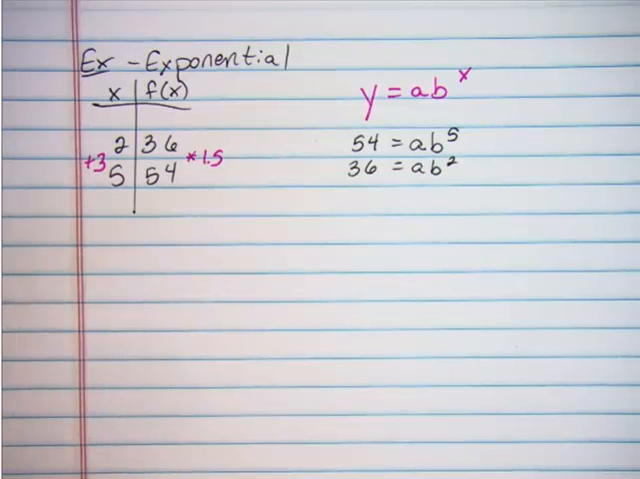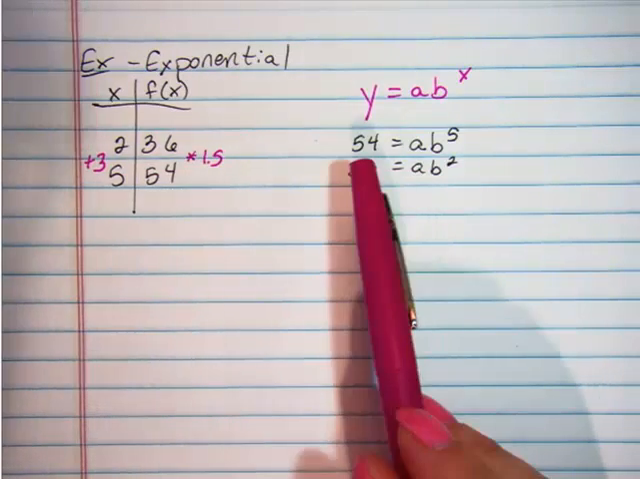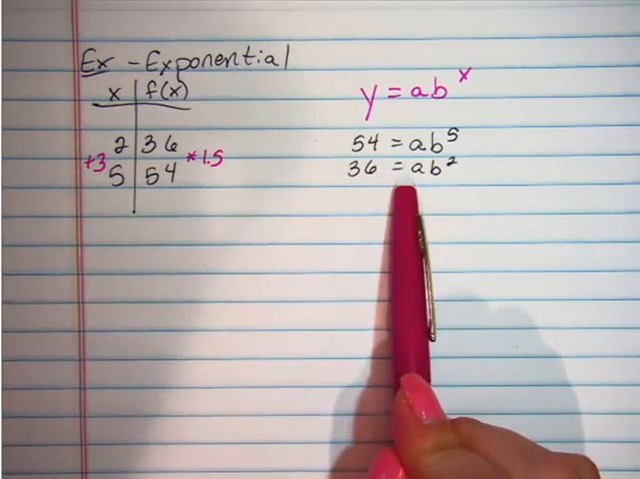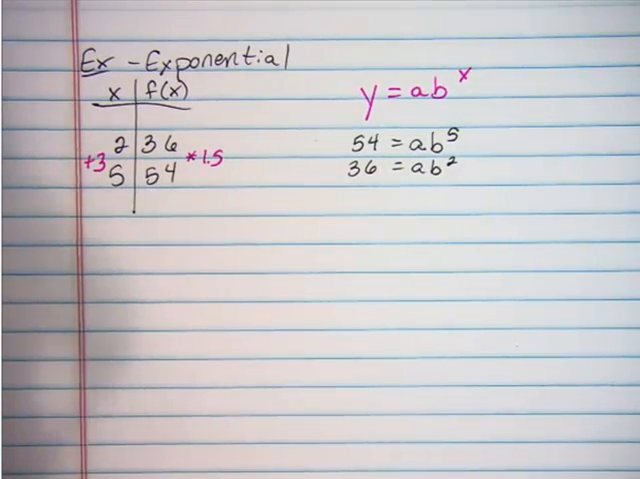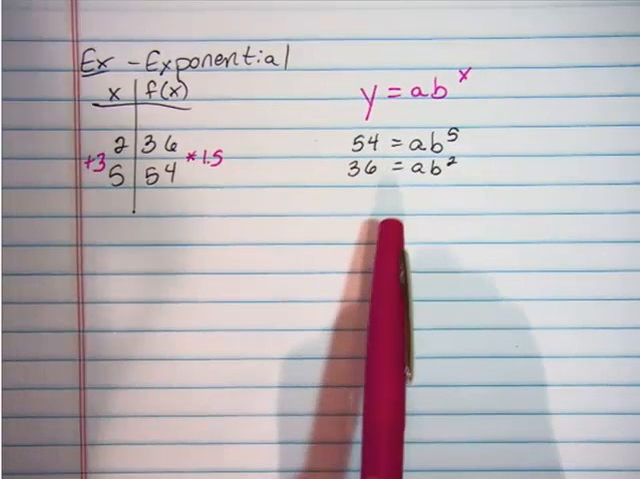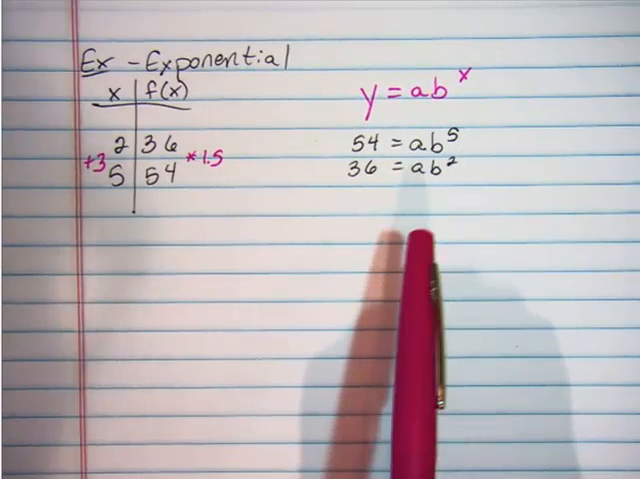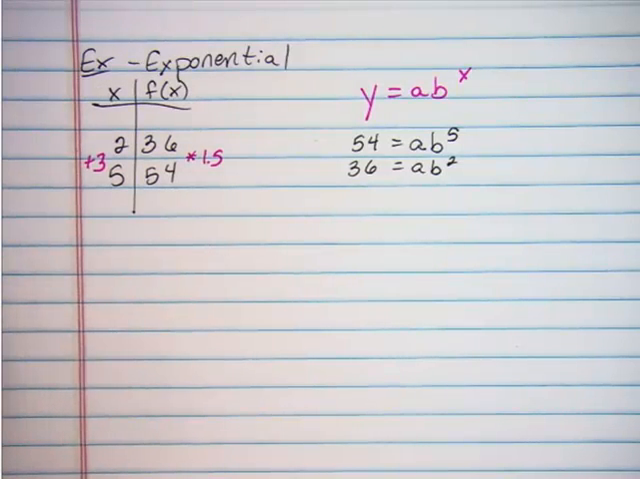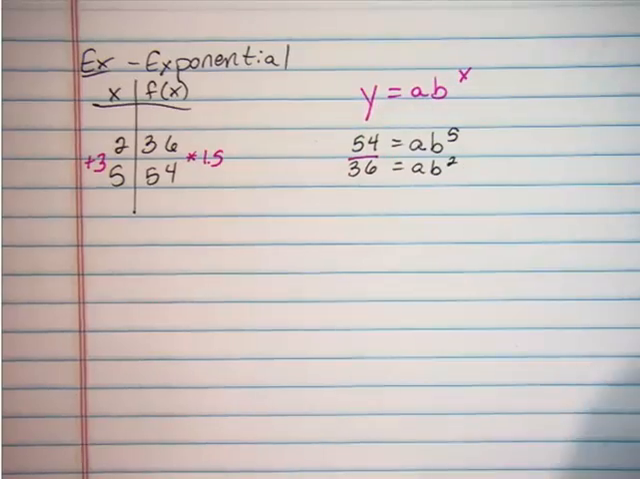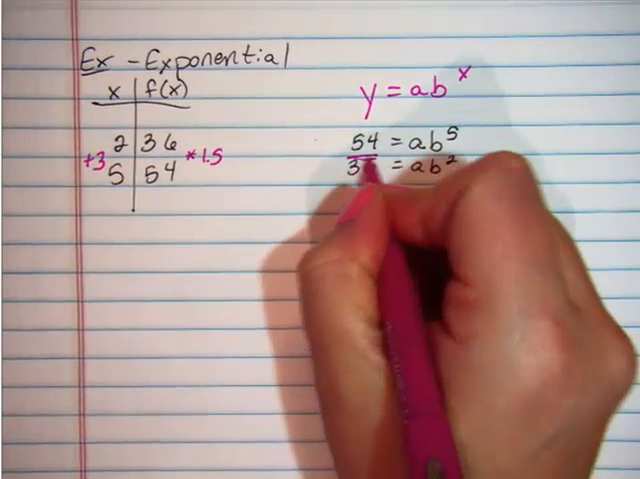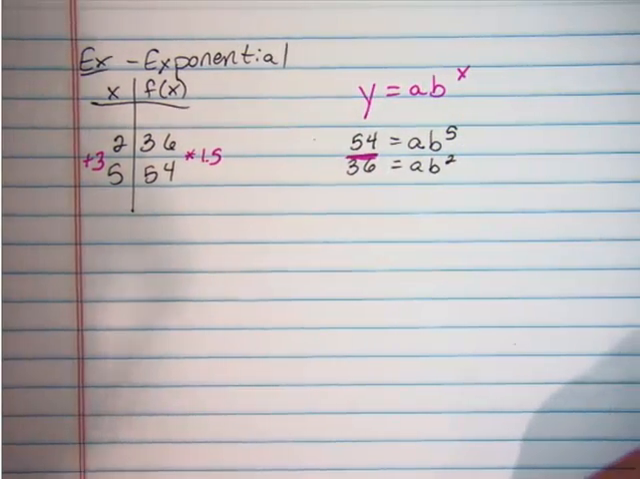Okay, now listen to this very, very carefully. 36 equals ab squared. 36 is the exact same thing as ab squared. They're equal to each other. The left-hand side has to equal the right-hand side. So since they're equal to each other, remember, if you think about how we do algebra, what we do to one side when we solve, we have to do to the other. So on the left-hand side here, I'm going to divide 54 by 36. I'm dividing those. But what I do to one side, I have to do to the other.